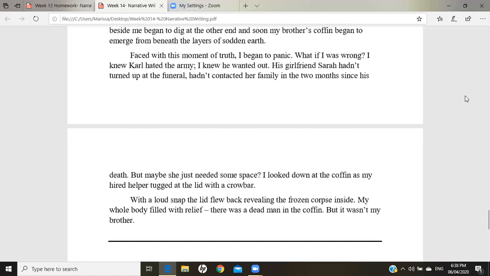Oh, he went undercover to do what? To live a normal life. To live a new life. But do you think he would return? And they said that they didn't hear about it from the girlfriend. Did you all pick up on that in detail? Yeah, when they said that she hasn't been seen or heard from in 2 months. He said his girlfriend Sarah hadn't turned up at the funeral. She hadn't contacted the family in the 2 months since his death.